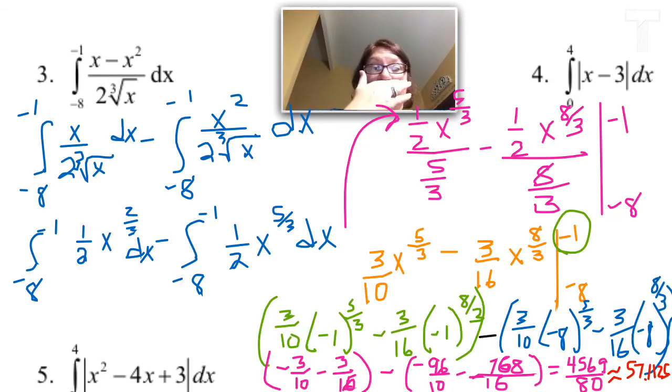So hopefully you were able to go through all the arithmetic correctly. And I converted the 4,569/80ths to 57.1125. A lot of arithmetic on some of these problems.